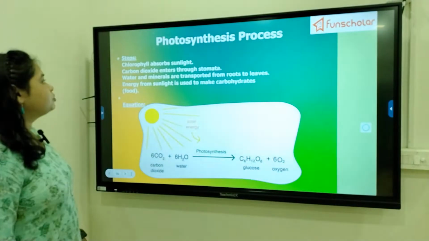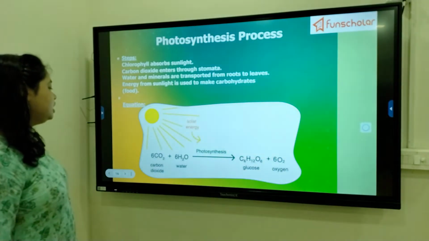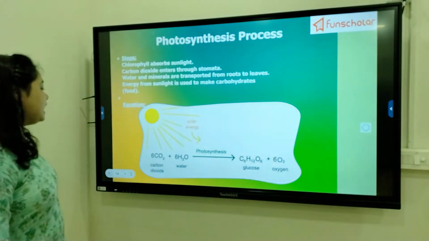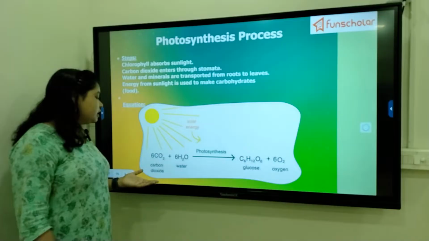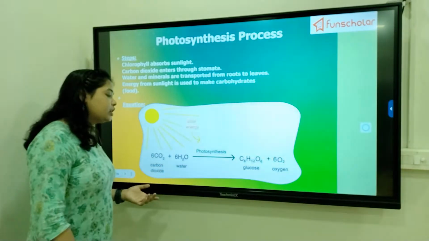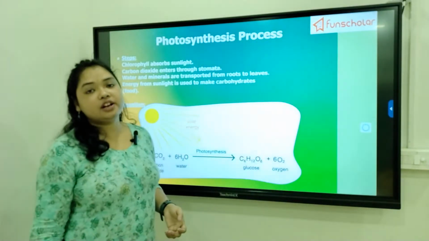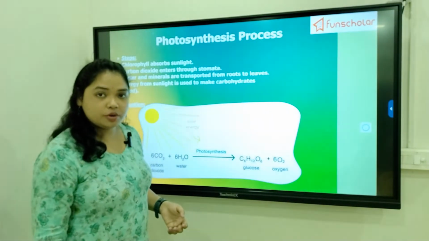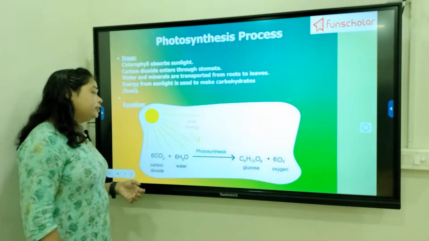Now, the photosynthesis process, if we summarize it in the form of an equation, it will look like this. This is a balanced equation, but carbon dioxide and water combine together to produce glucose, and oxygen is liberated out as the byproduct of this process through the stomata in the process of diffusion.